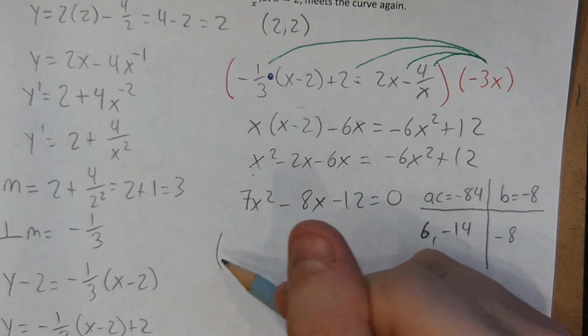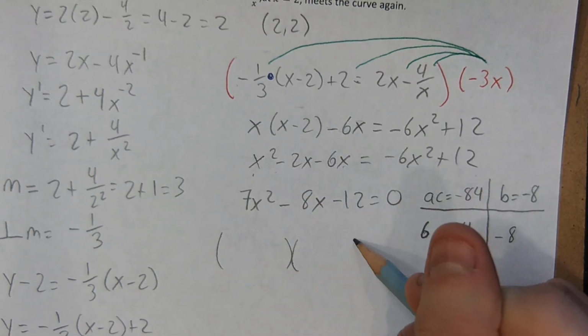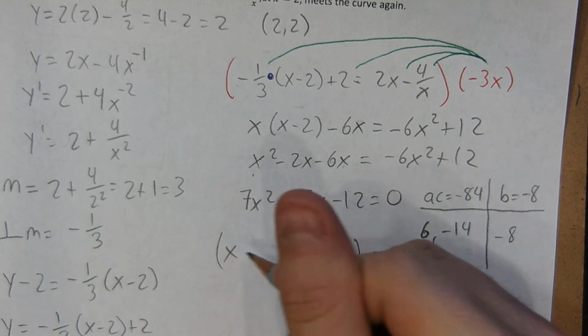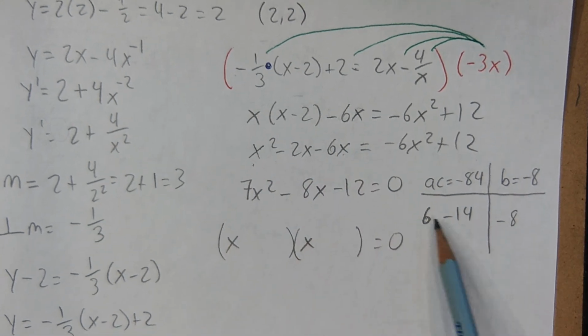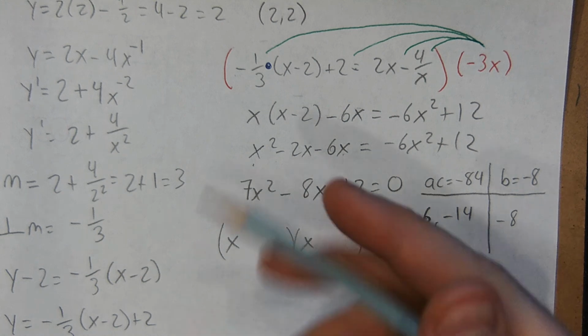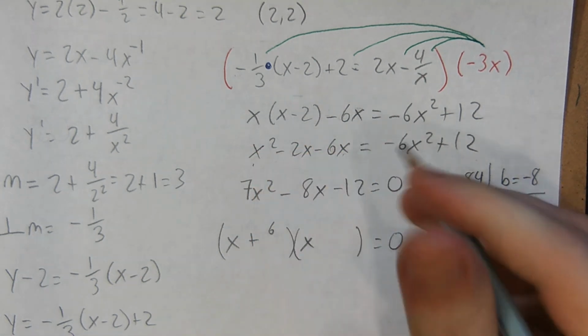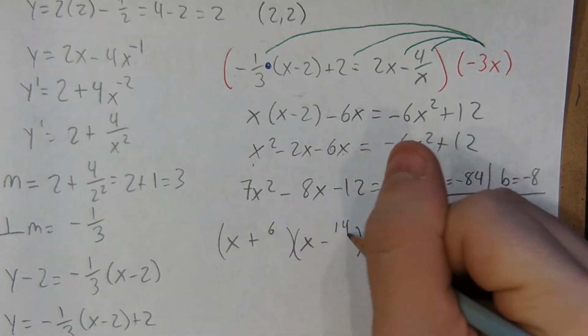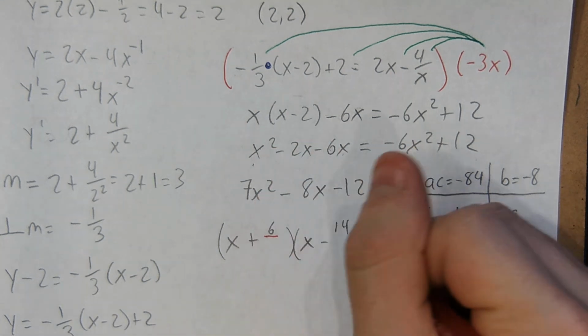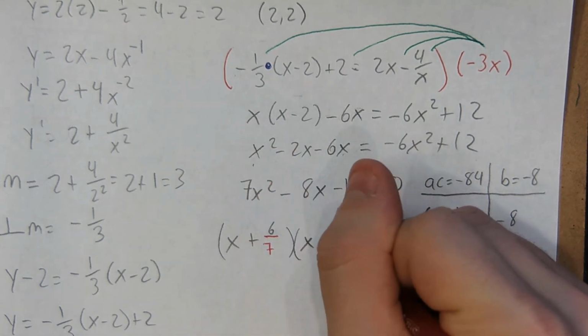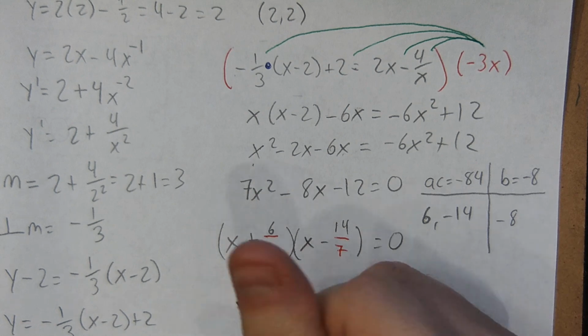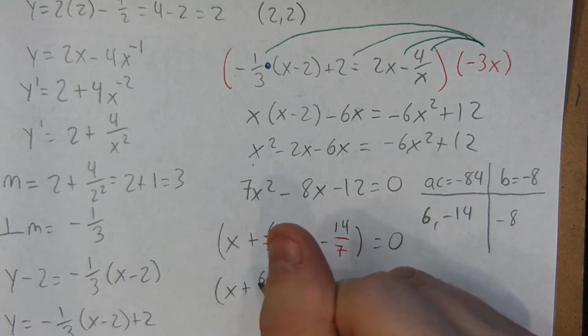So what you do is you put your two sets of parentheses, put an x in the front of both of them, and these two numbers get their symbols. This is a positive 6. This is a negative 14. But both numbers have to go over the a value of 7. Reduce your fractions, if you can.